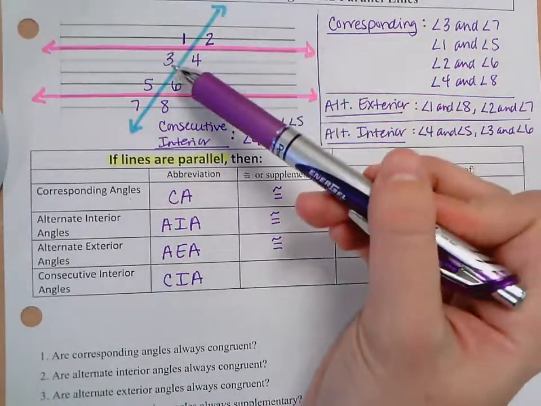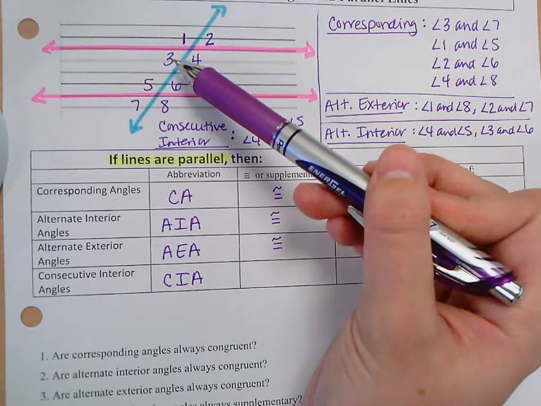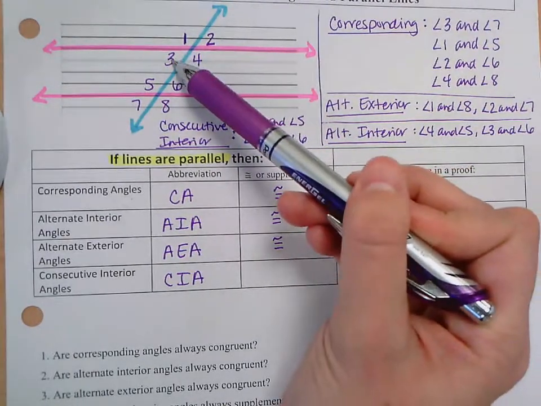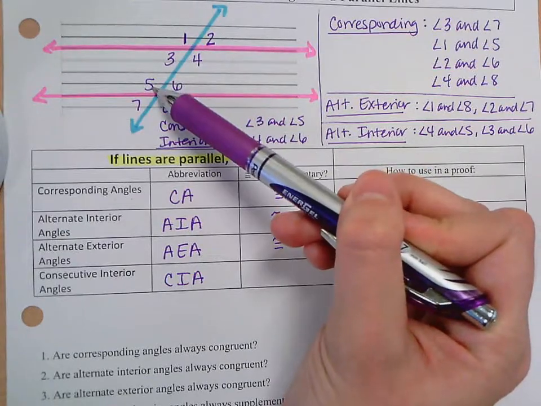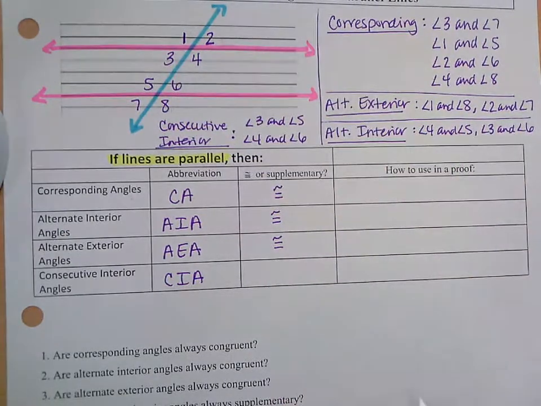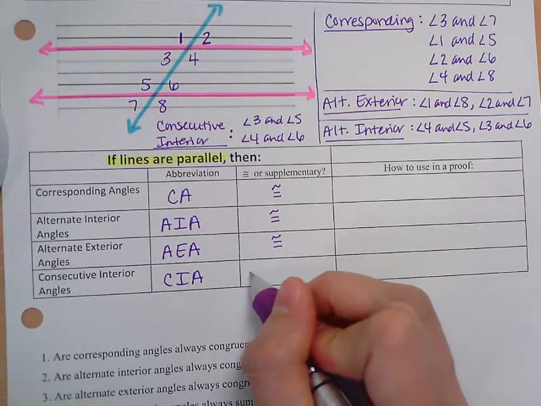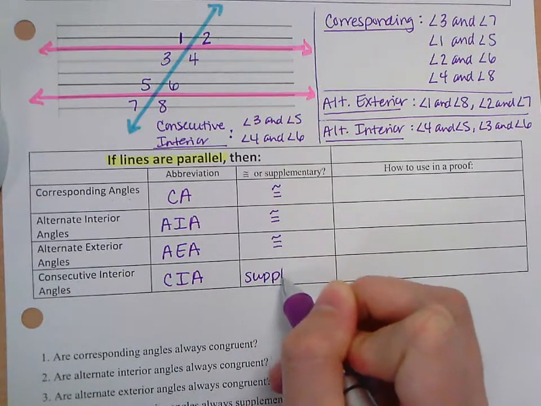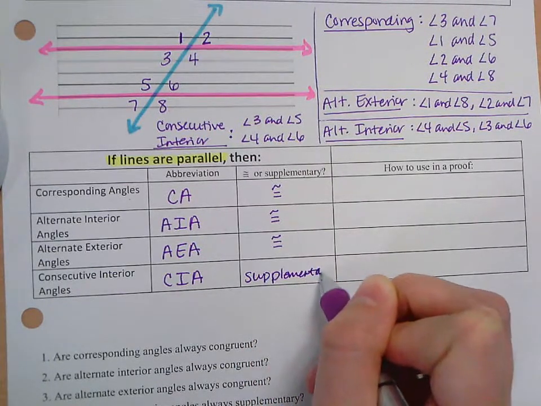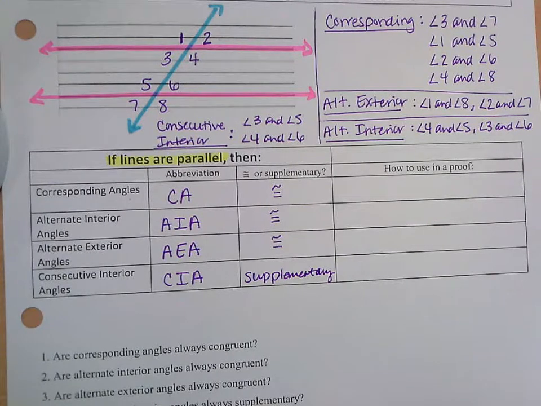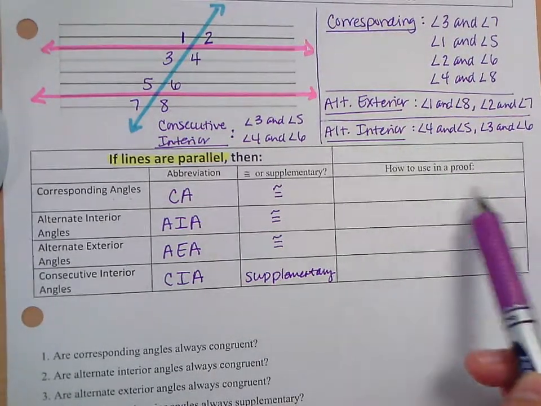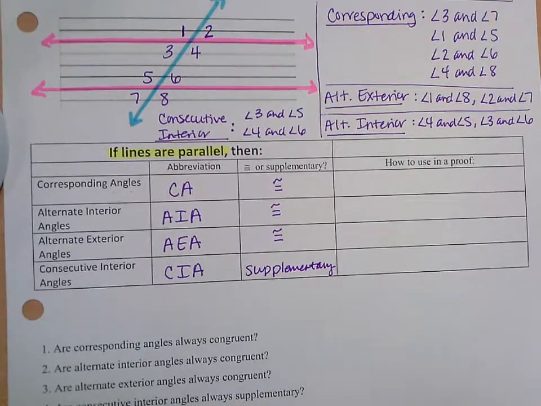So these, and I know you should never go off of how a picture looks, but if you just look at angles 3 and 5, they don't look the same. They're not congruent, but they are supplementary. And supplementary means what? Yep, they add to 180 degrees. And then when we do proofs, this is how you would use them in a proof.